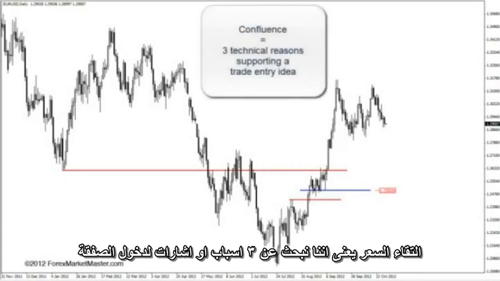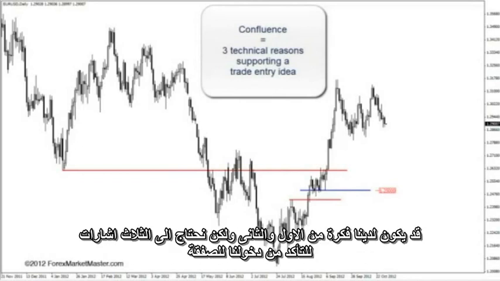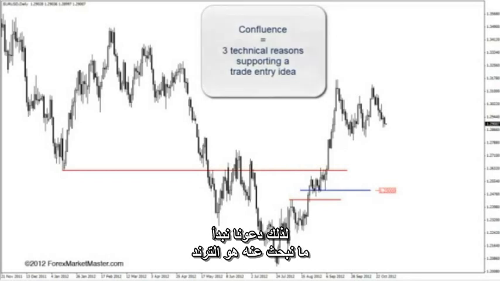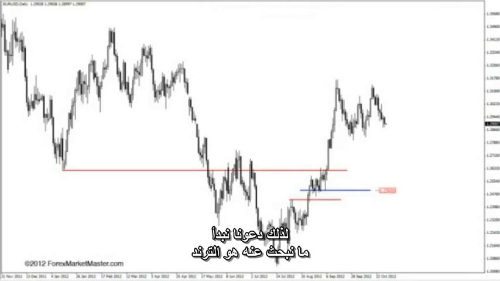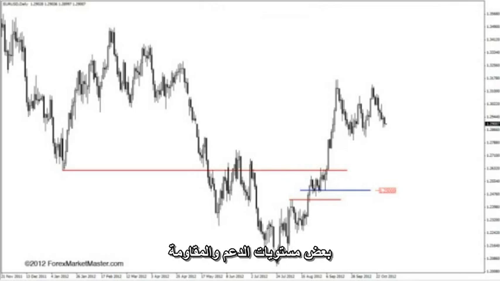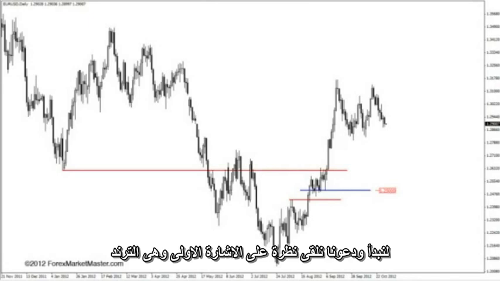Confluence means that we are looking for three indications and/or reasons to get into a trade. We may have an idea from the first two, but we'll need the third confluent indicator to actually get into a trade. So let's start off. What we're looking for is a trend, some levels of support and resistance, and a candle pattern. So first off, let's take a look at number one, which is a trend.